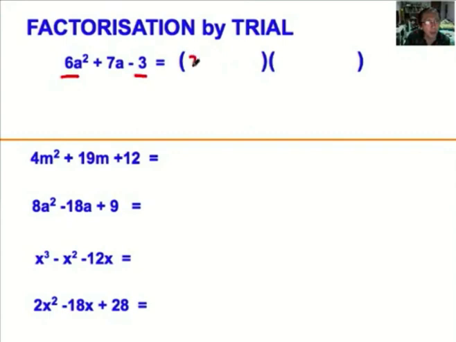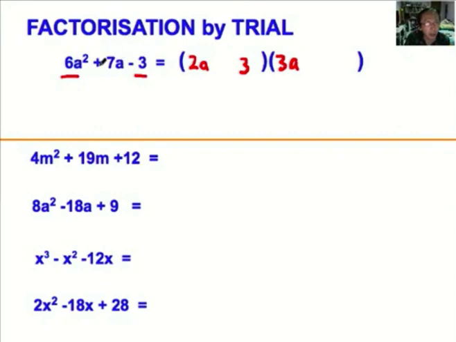6a squared has factors 2a times 3a, and 3 has the factors 1 and 3. Do we put the 3 here, or do we put the 3 in the other factor? The obvious choice is to put 3 in this factor, because if there is a common factor of 3 in brackets, it means that there is a common factor of 3 throughout the terms.